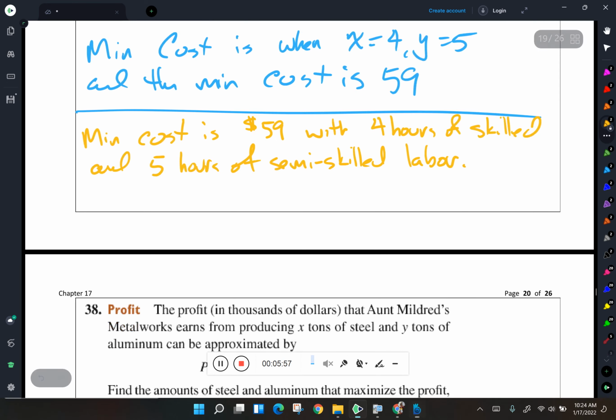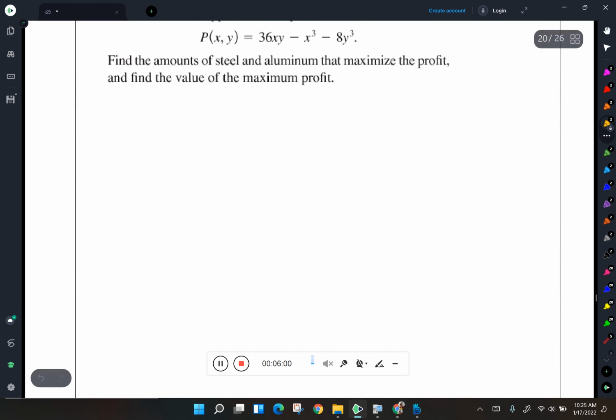All right, well, let's take a look at our next example. I think this is our last example too. Yep.